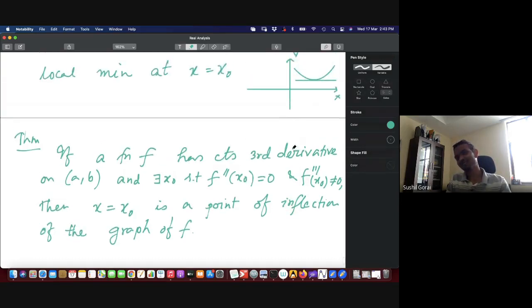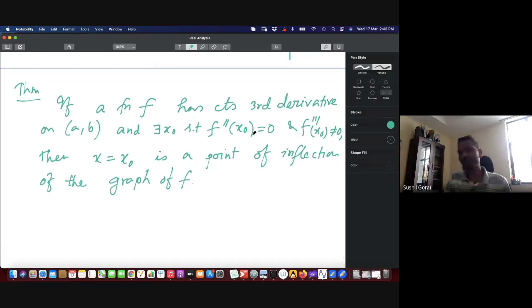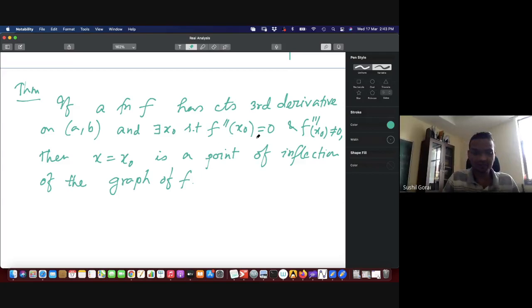See, when the second derivative is also 0, you go to the third derivative. A non-zero third derivative always gives you a point of inflection. If the second derivative is non-zero, then there will be the effect of both second and third derivative, but mostly it will be determined by the second derivative. The third derivative will not play that much role then. But when the second derivative is 0 and the third derivative is non-zero, then it will always be a point of inflection.